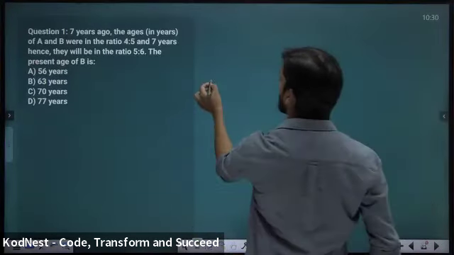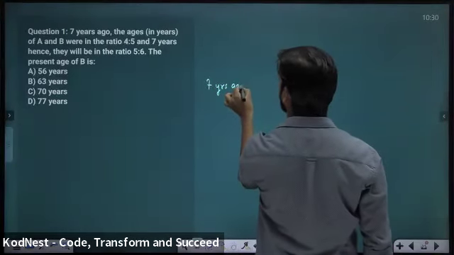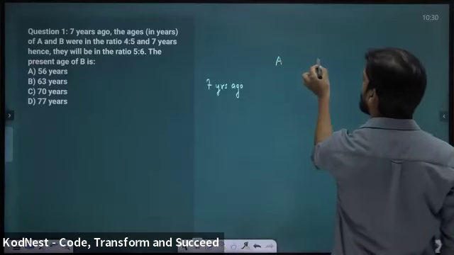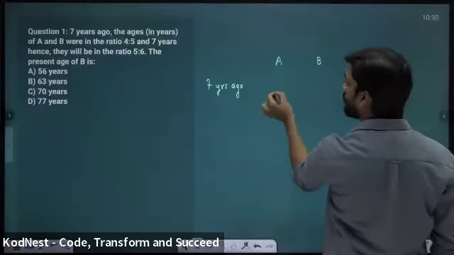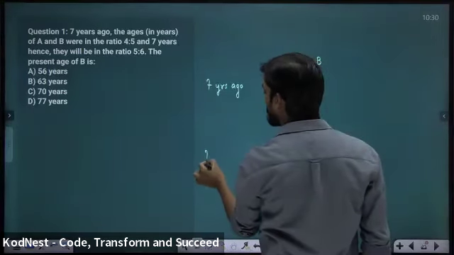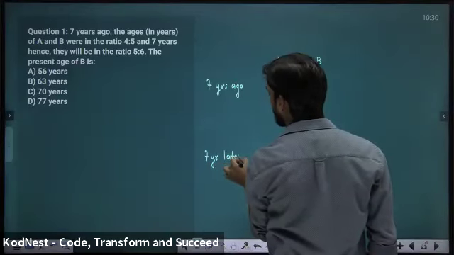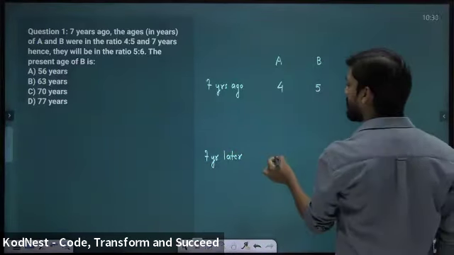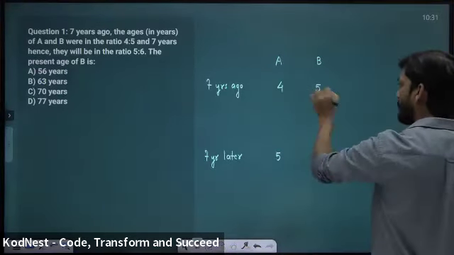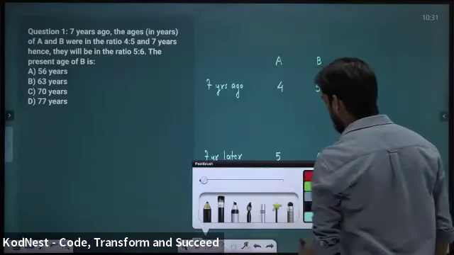Okay, 7 years ago, the ages of A and B were in the ratio 4:5. Okay. 7 years hence, that means later, they will be in the ratio 5:6. My dear, right now it is a ratio. I have not written the ratio sign, but right now it is a ratio.